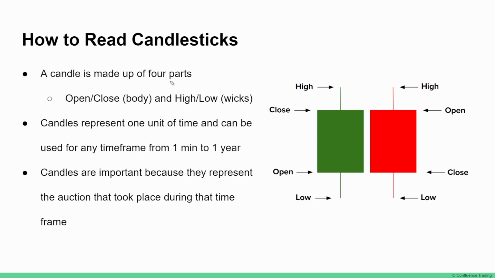So starting off super basic, we have how you read candlesticks. Candlesticks are made up of an open and a close that represent the body of the candle, and a high and a low, which represent the wicks of the candle. Wicks are also often called shadows.